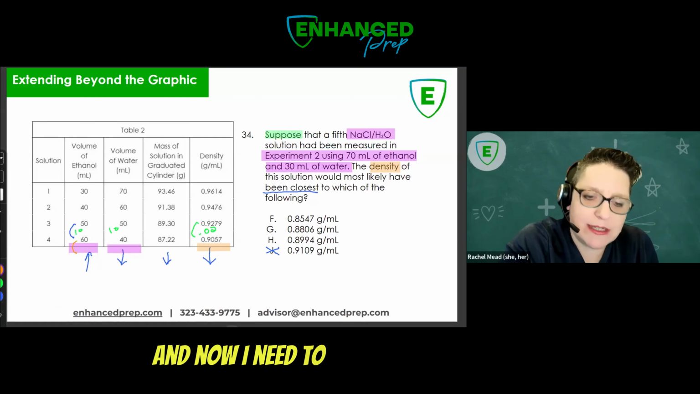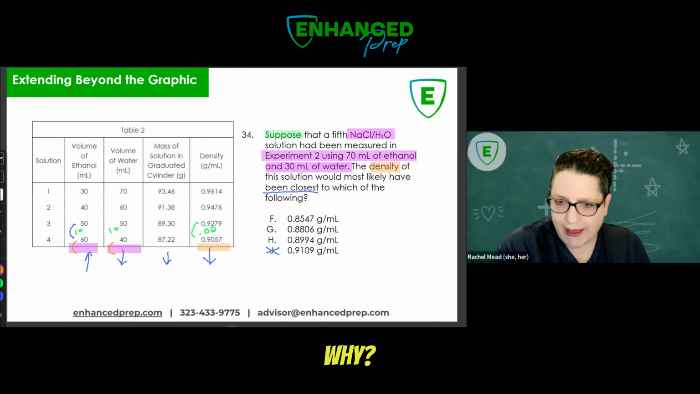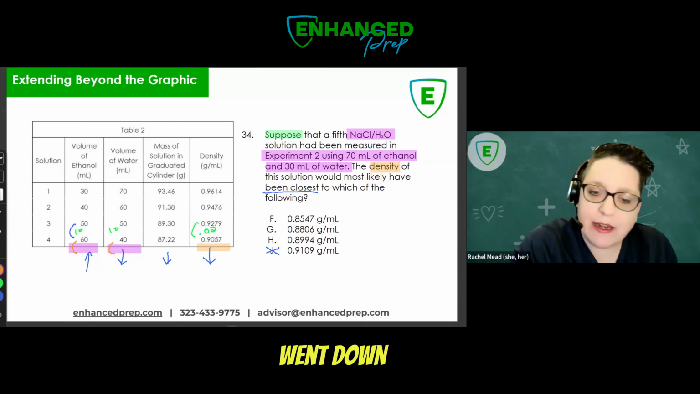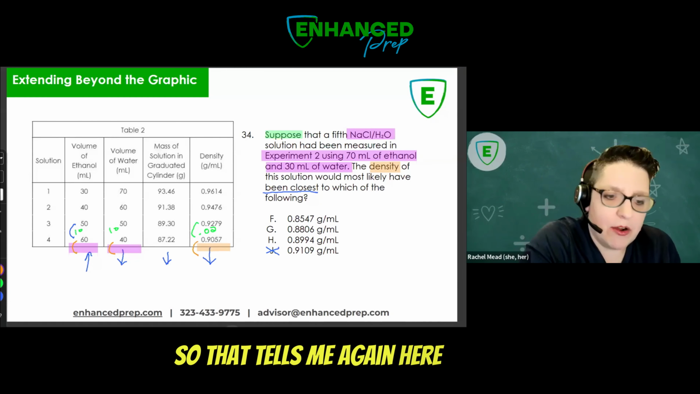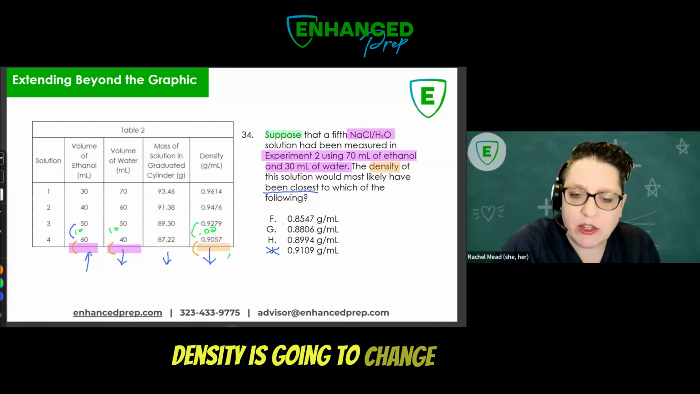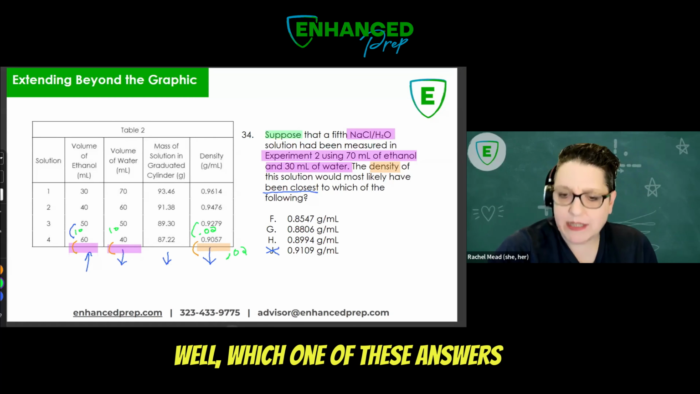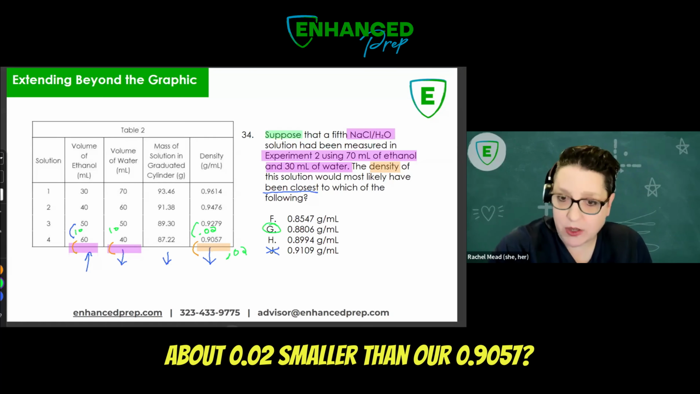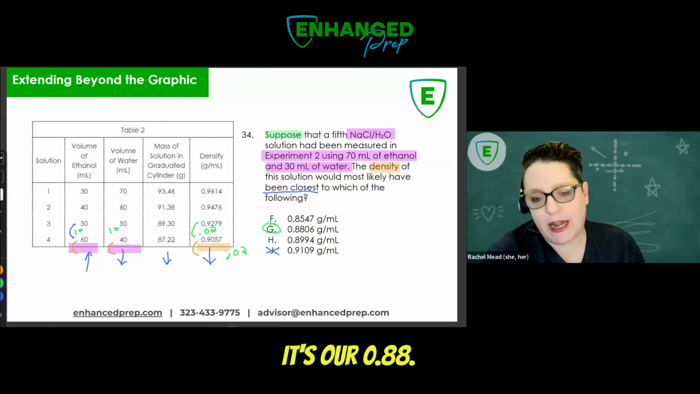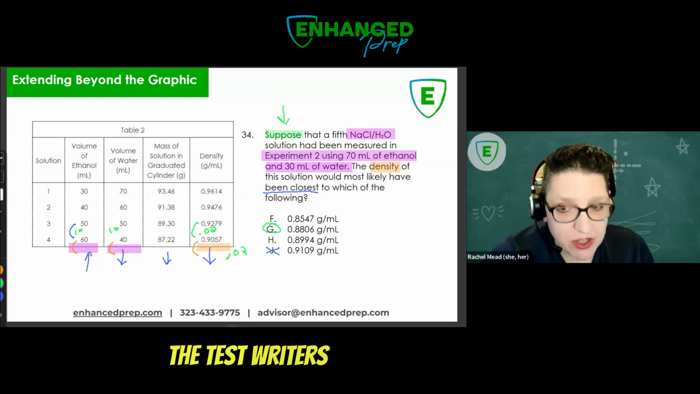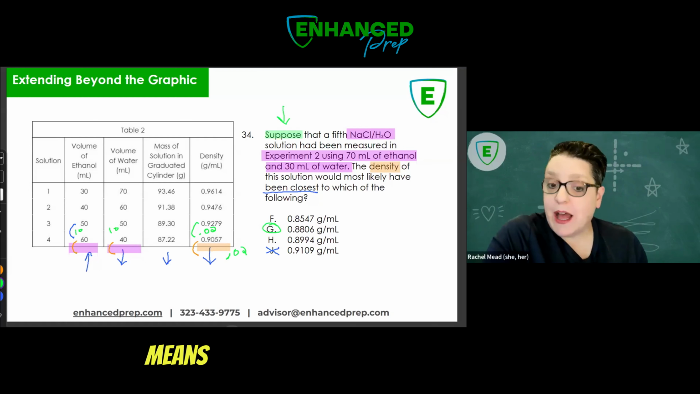And now I need to extend that trend one more time. Why? Because my ethanol went up 10, my water went down 10. So that tells me again here that my density is going to change by about 0.02. Well, which one of these answers is about 0.02 less than 0.90? It's our 0.88.